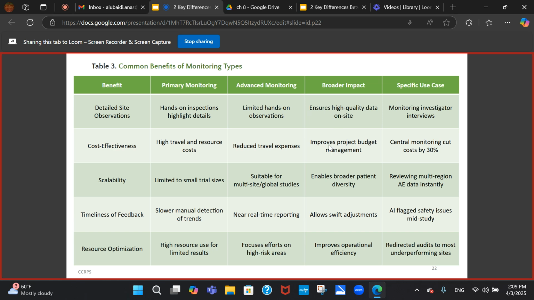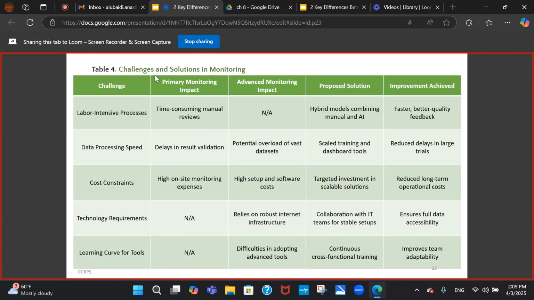Table 4, challenges and solutions in monitoring. And we have the challenge, the primary monitoring impact, the advanced monitoring impact, proposed solution for each, and the improvement achieved. In the challenge, we have the labor-intensive processes, data processing speed, cost constraints, technology requirements, and learning curve for tools. As we can see here, the labor-intensive processes are not applicable to the advanced monitoring impact, but they are for the primary. And here we can see the technology requirements and learning curve for tools are not applicable for primary, but only for advanced.